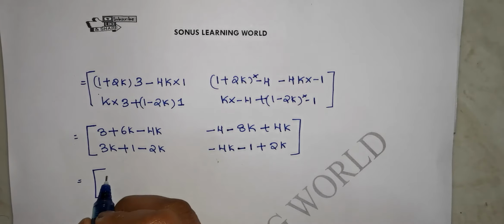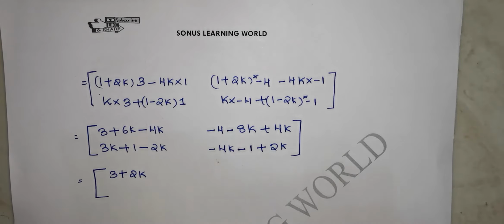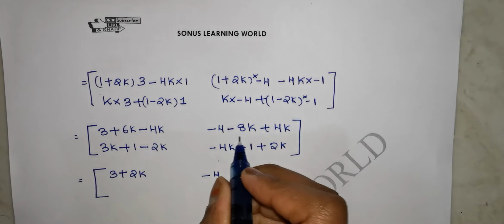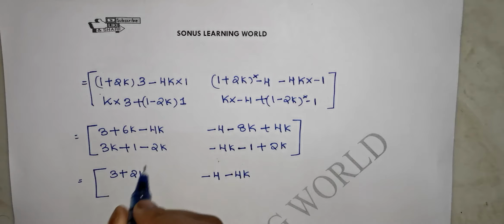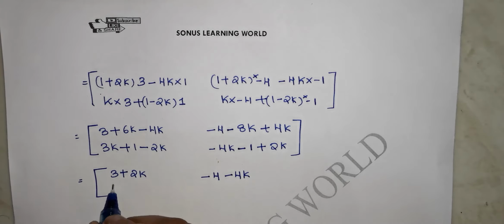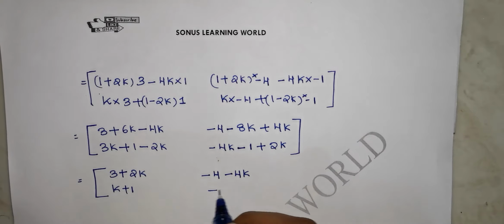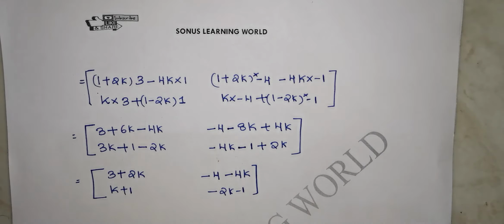So first one is 3 plus 2k. And here 8k minus 4 is the same, so here it is minus 4k. So here 3 minus 2, 1, that is k plus 1. So next is minus 2k minus 1. Okay, this is our final answer.